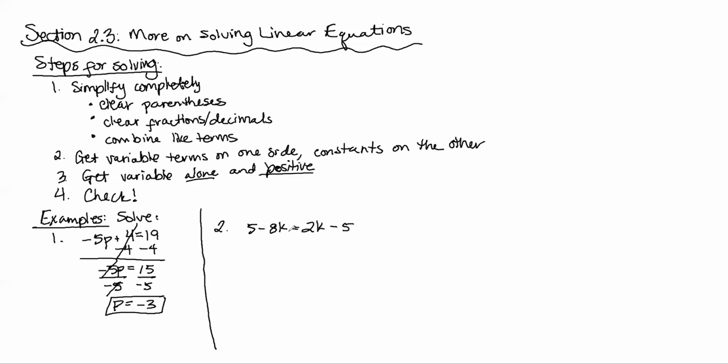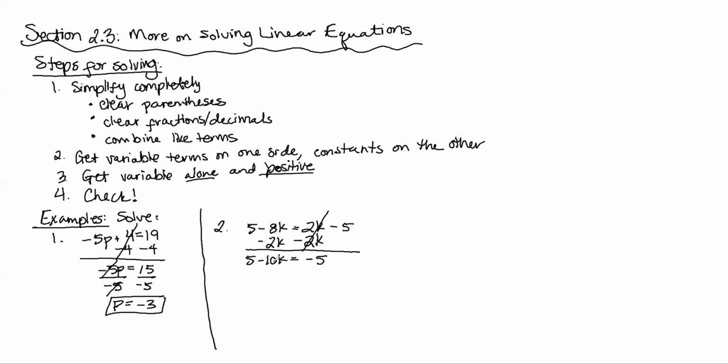So first I'll subtract this 2k. If you're moving a variable term, you always have to add or subtract the entire term. We can't get rid of this 2 by itself yet because we still have another term over here. Remember, we can only combine it with like terms, so we're not combining it with this 5. This 5 stays here. Negative 8 minus 2 is negative 10k. These cancel, and we're left with a negative 5.